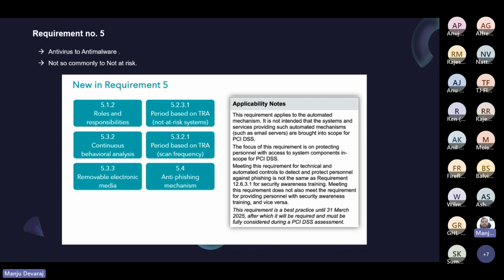Automated mechanisms such as email servers. Here, very important. By putting in anti-phishing, they are saying the email server can be out of scope where the PAN, the primary account number, is never shared on email. There's no email in scope. Those systems don't get into scope now. It's only the anti-phishing technology that is in scope, but not the email server. It's making that clear here in the applicability notes.